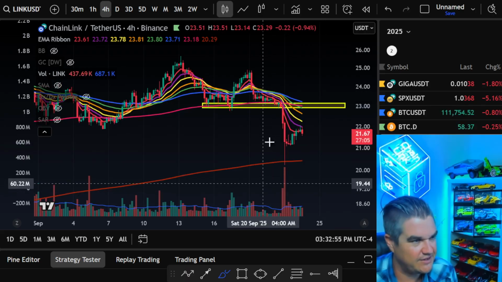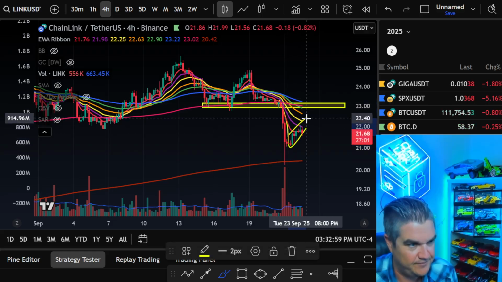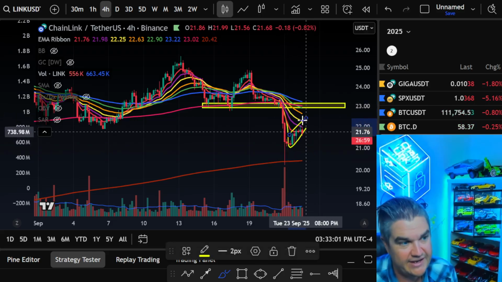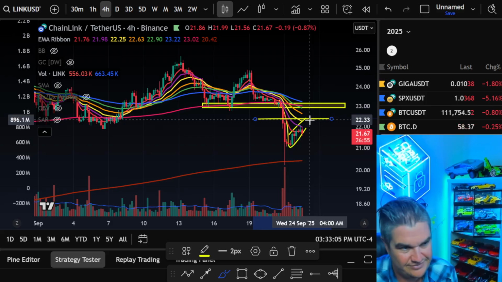So far, this isn't the best pattern, right? This is kind of a bear flag. We want to break that. And how would we do that? Well, just start climbing above 22.